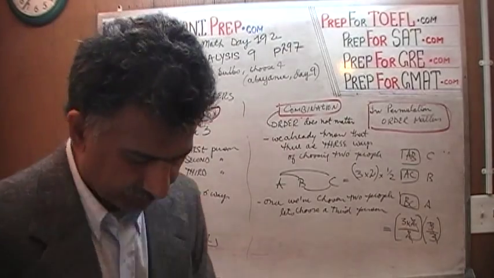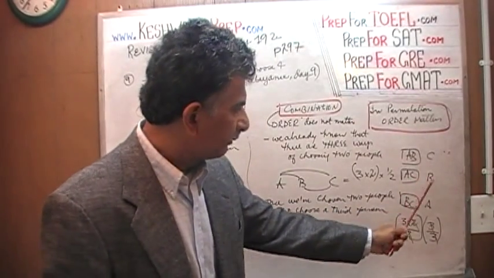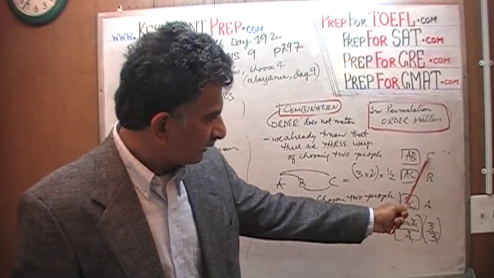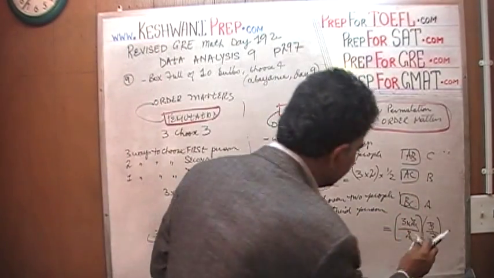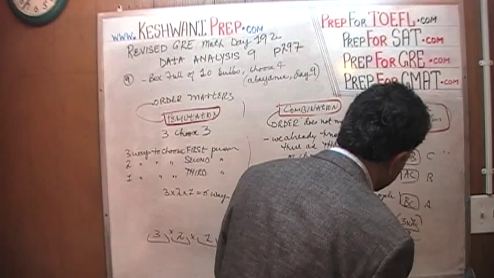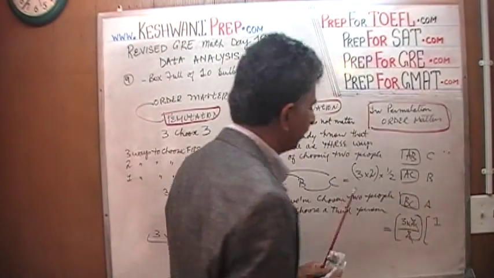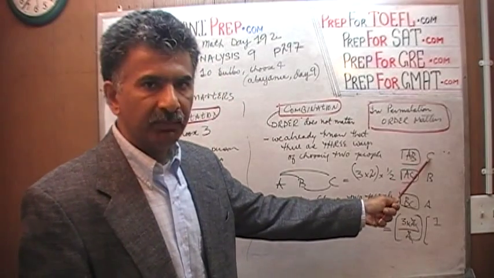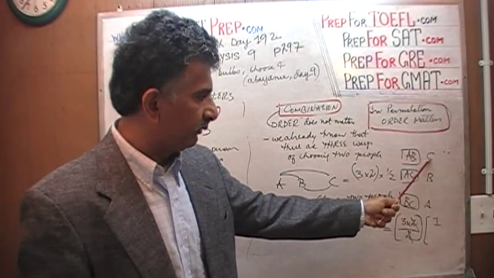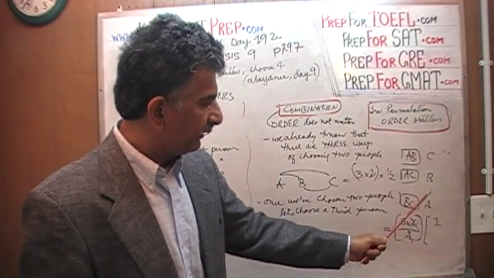I made a slight mistake here. There are not 3 ways of picking a third person. There is only one way. You can clearly see once A and B are chosen, there is only one way to pick a third person, because whoever is left is the one that's going to be picked.